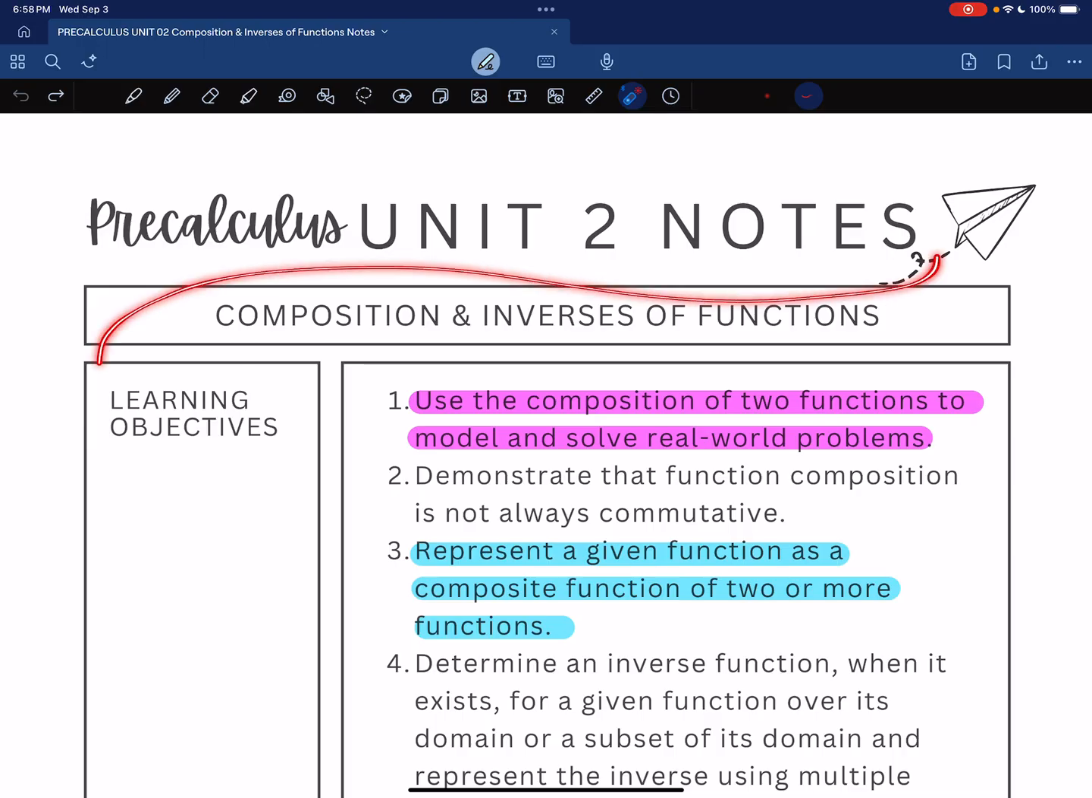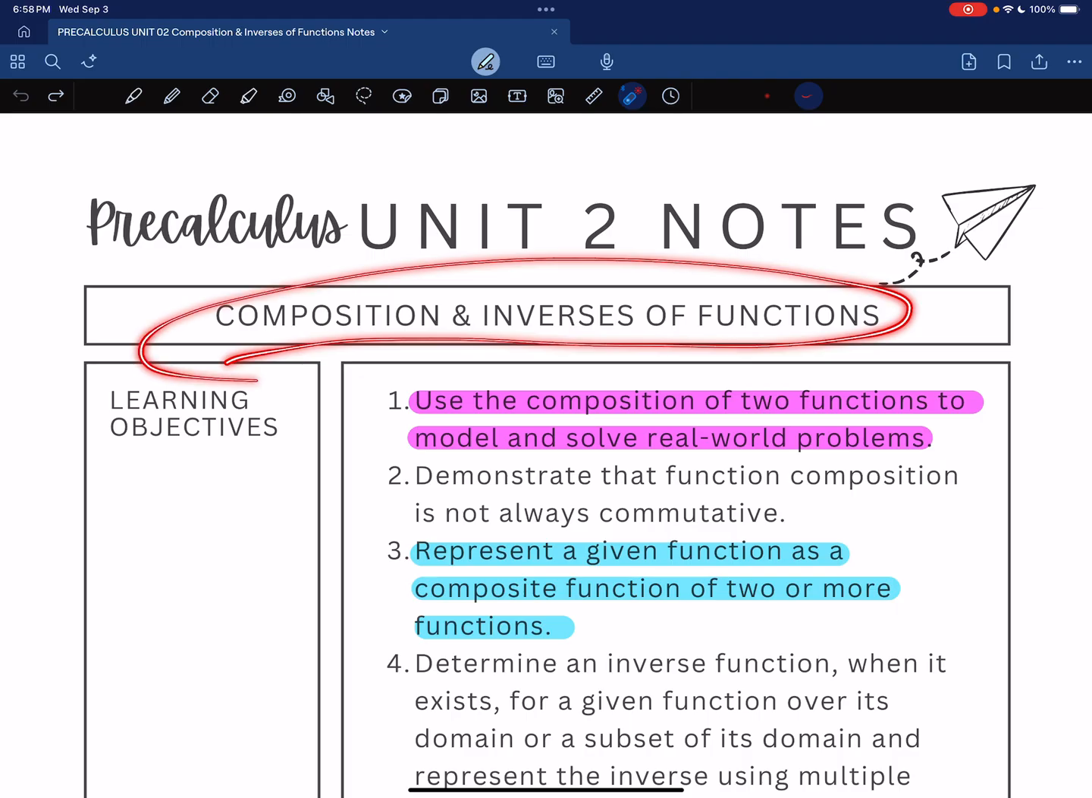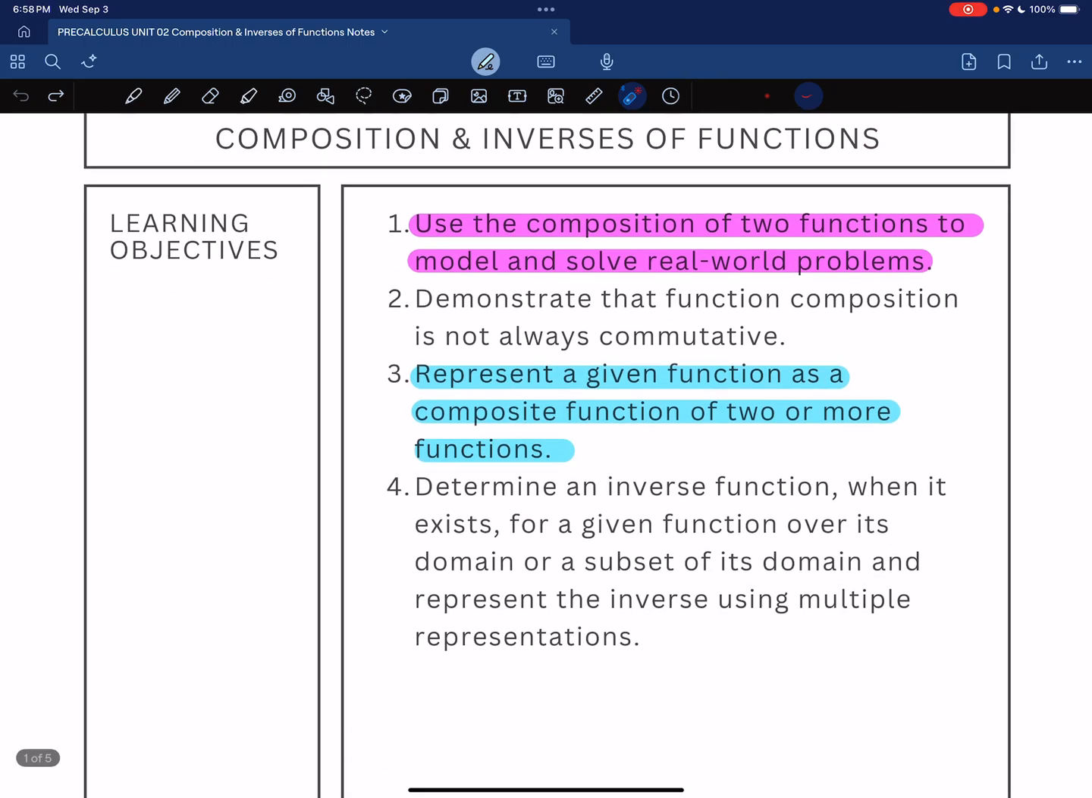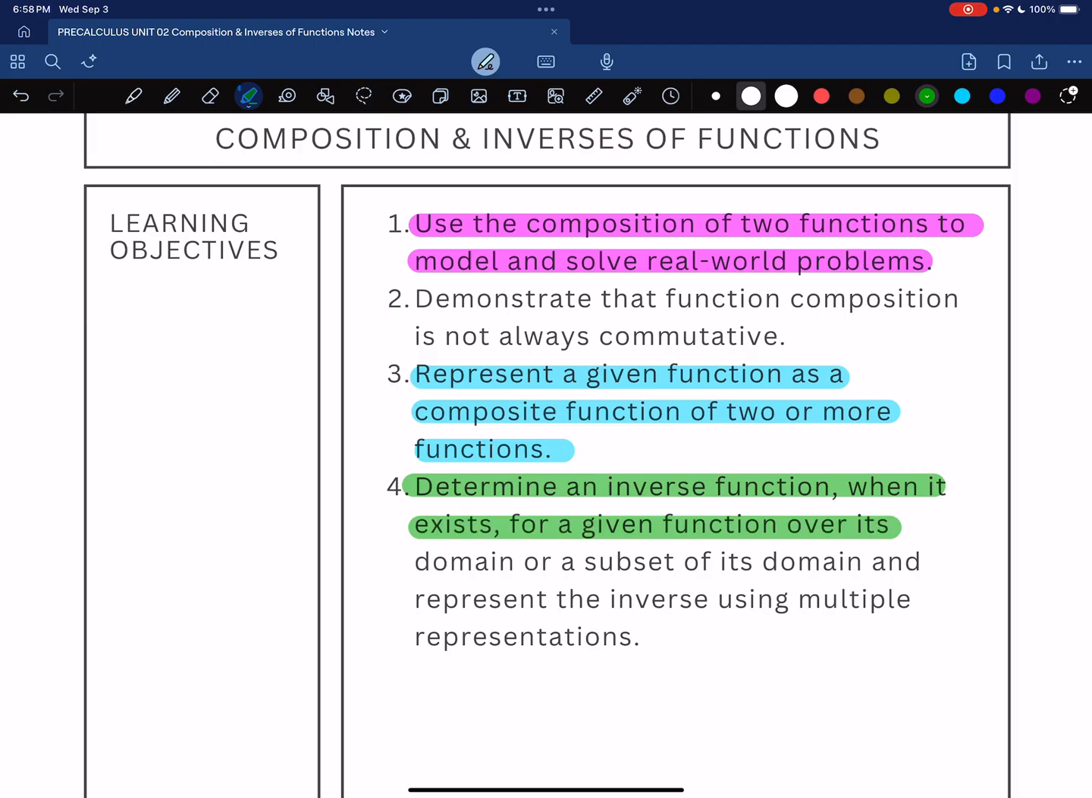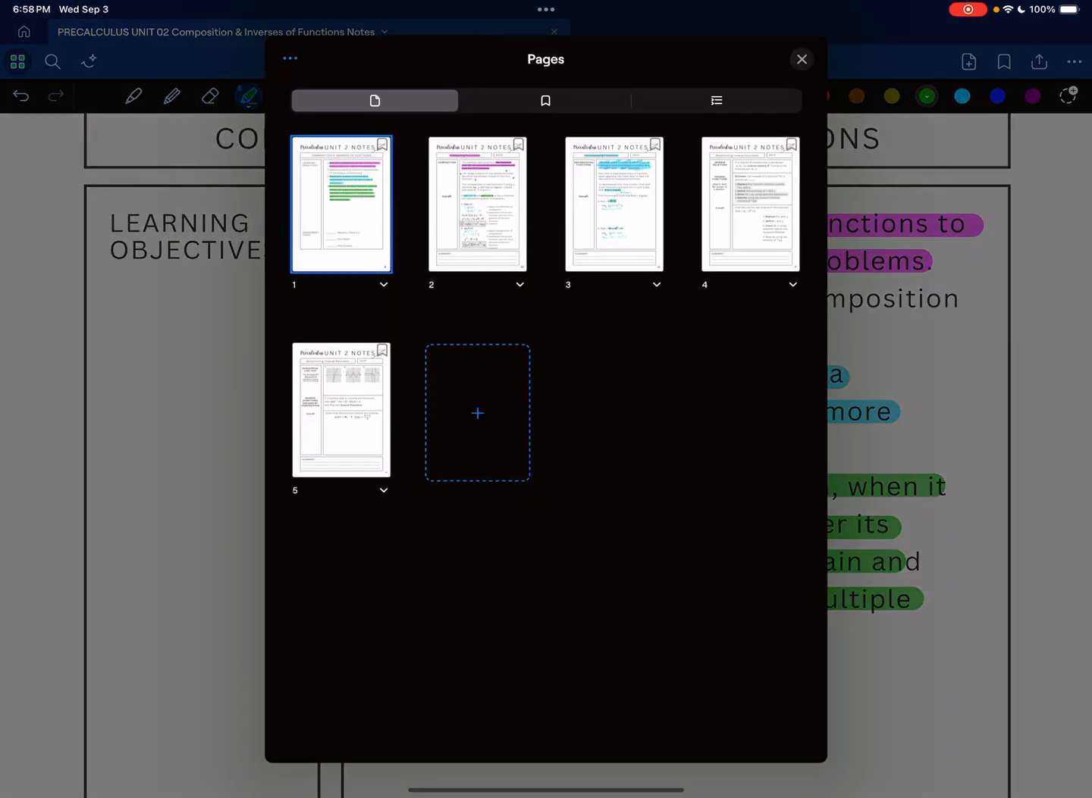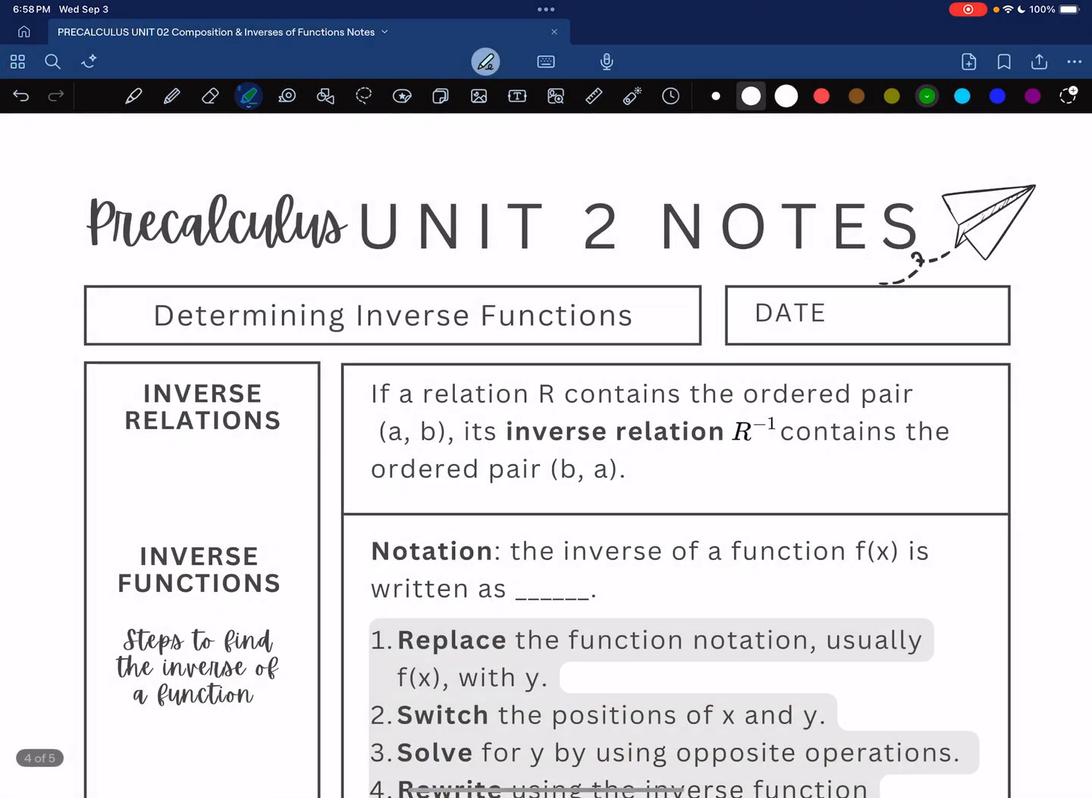We are in our Pre-Cal Unit 2 where we're looking at the composition and inverses of functions. And the focus of this lesson, our objective, is to determine an inverse function when it exists for a given function over its domain or a subset of its domain and represent the inverse using multiple representations. So let's go ahead and jump to those notes and we will get started with determining our inverse functions.